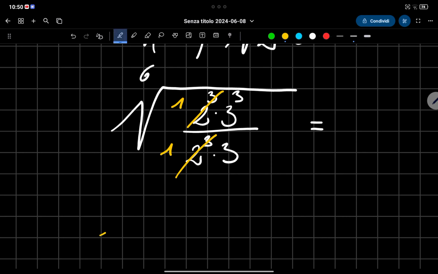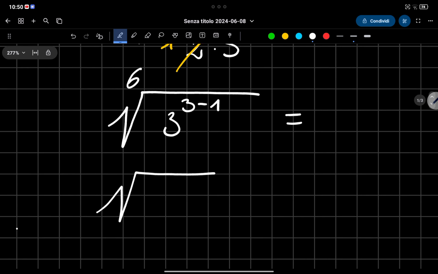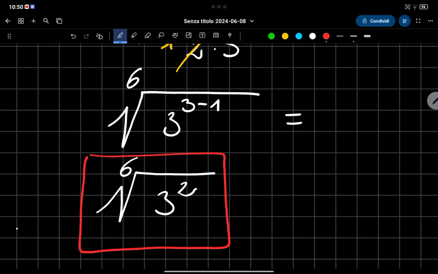So we'll have the sixth root of 3 to the power of 3 minus 1, and that's equal to the sixth root of 3 to the power of 2, and this is the solution. We cannot simplify it anymore, so this is the solution. Sixth root of 3 to the power of 2. That means sixth root of 9.